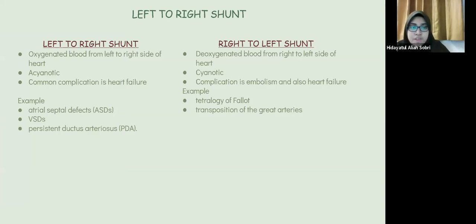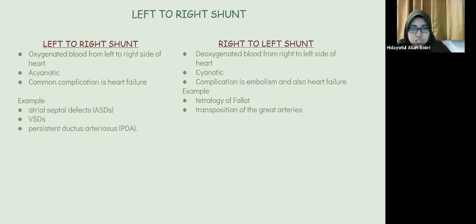So the oxygenated blood from the left will go into the right side, which is the deoxygenated compartment, and it is not cyanotic. Cyanosis means there is bluish or purplish discoloration of the skin or mucous membrane because of low oxygen saturation in the blood. But in this condition, there is no deoxygenated blood in the systemic circulation because the oxygenated blood goes from the left to the right side.